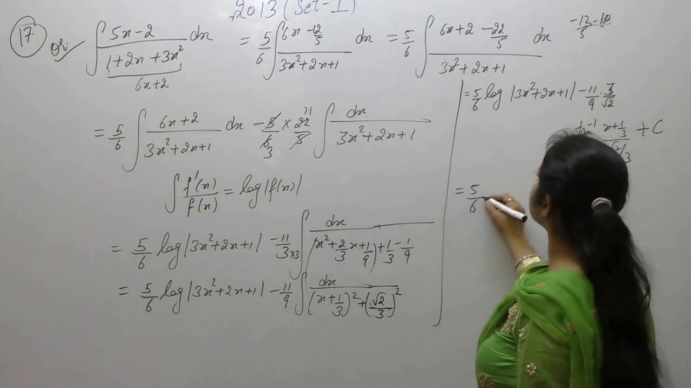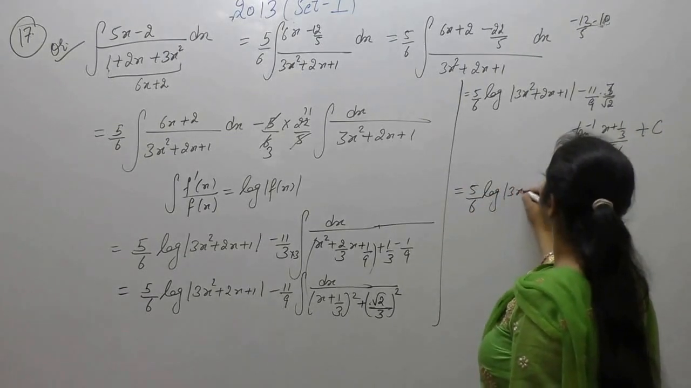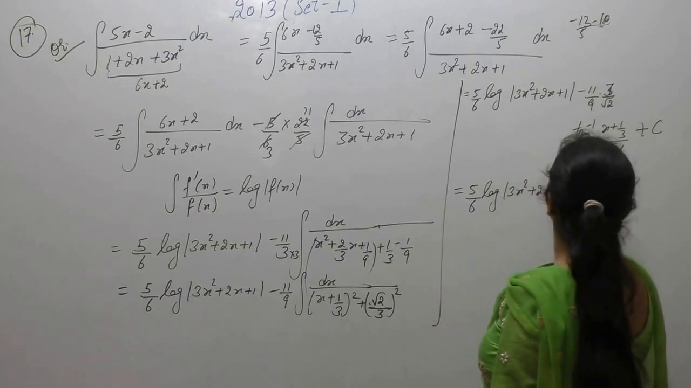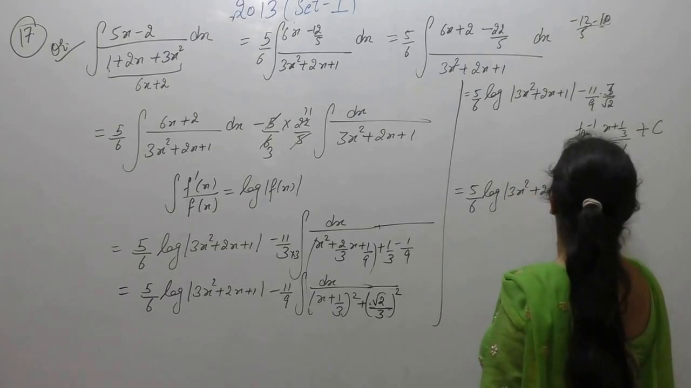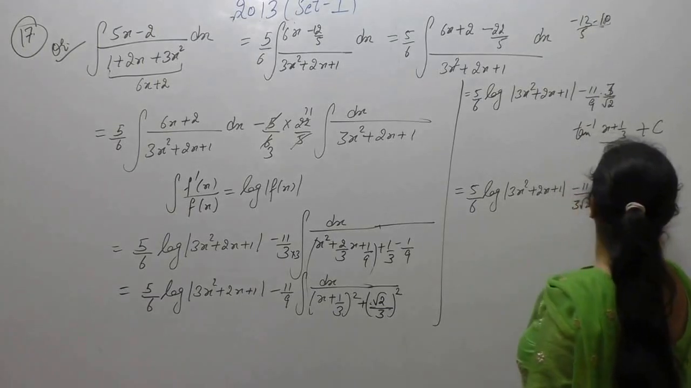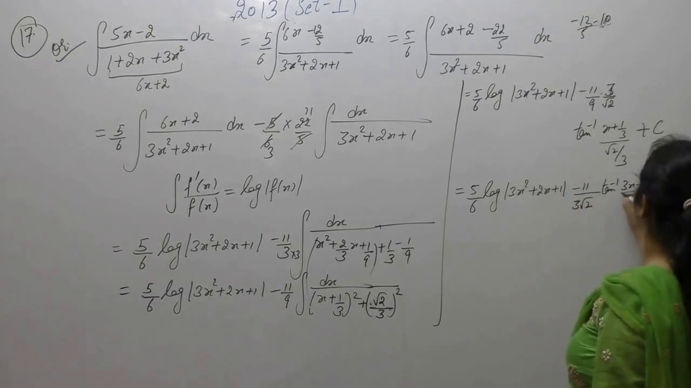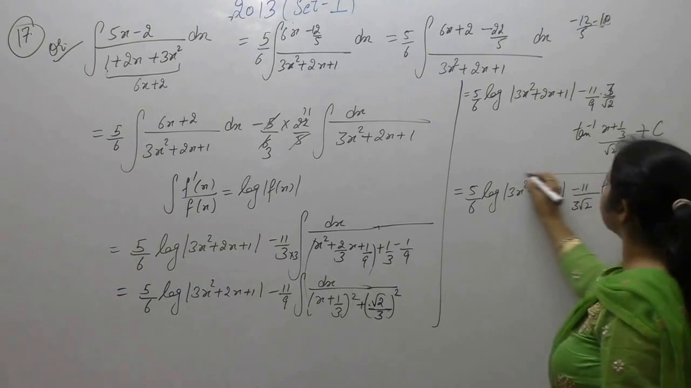So the answer is 5 by 6 log of 3x square plus 2x plus 1 minus 11 upon 3 root 2 tan inverse of (3x plus 1) upon root 2, plus c.